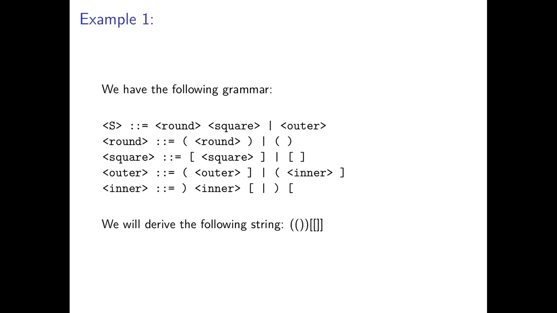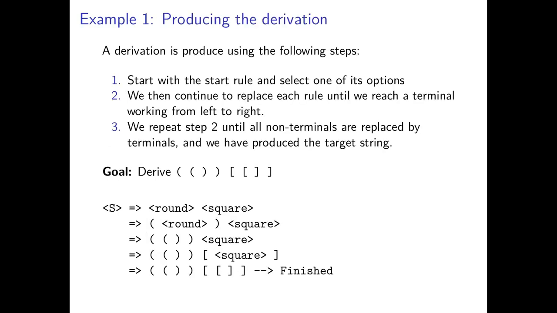Anyway, so if we start with this, our goal is to create this derivation, and the derivation is basically just walking down the grammar rules, generating the string as we go. So if our goal is to derive the string that we show here, which is a set of parentheses with another set inside of it, followed by a set of square brackets with another set of square brackets inside of it, our goal is to start with the start rule, which is S, and we select one of its options.